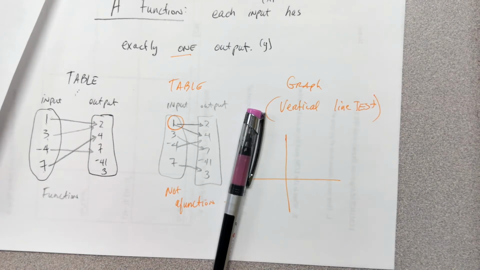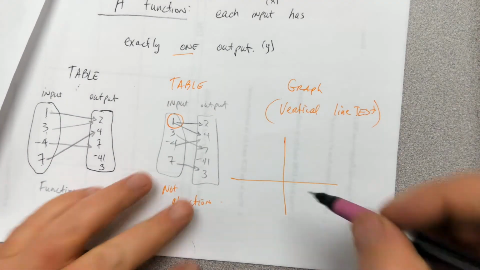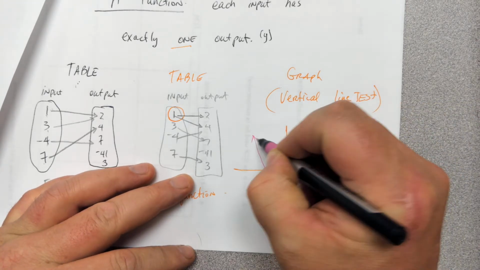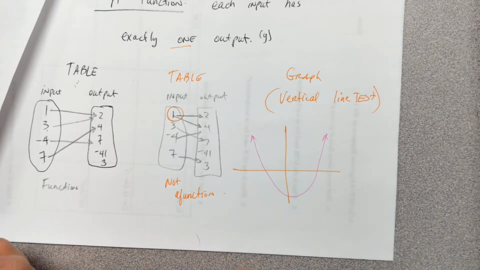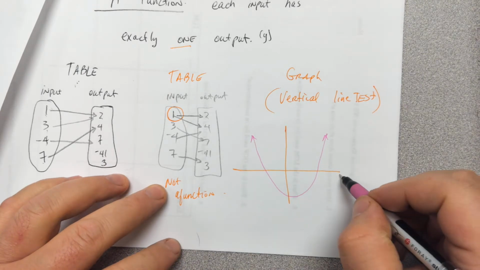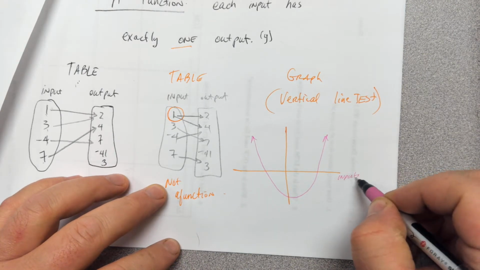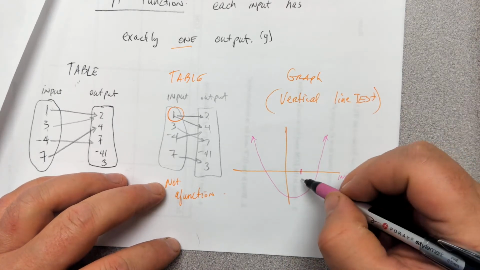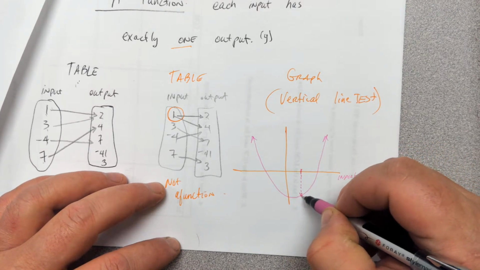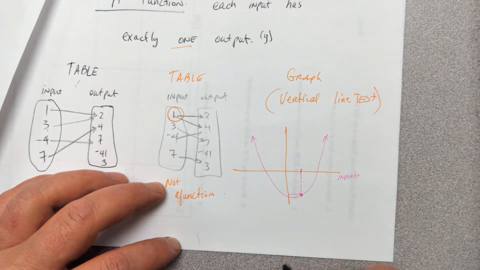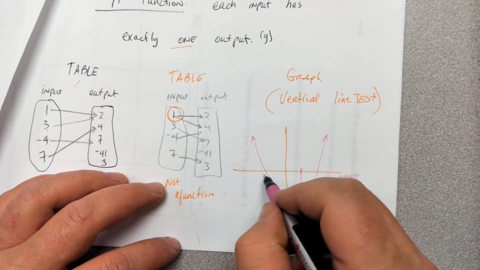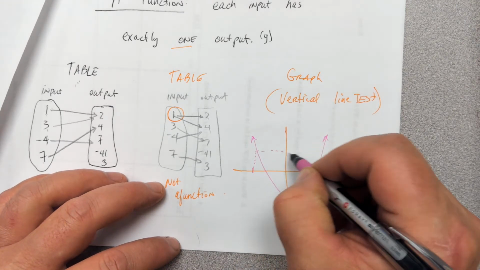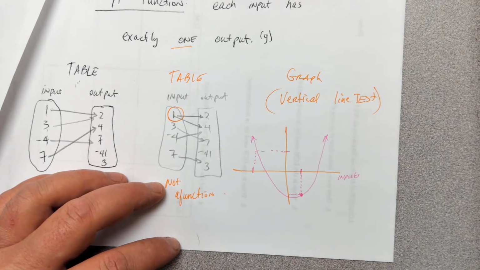Okay, good. Here's a function. Ready? Listo? This is a function, and here's why I know. These are the inputs right here. So I have an input right here, you see? That input has just one output right there. Here's another input right here, right? This input has only one output right here. Do you see?